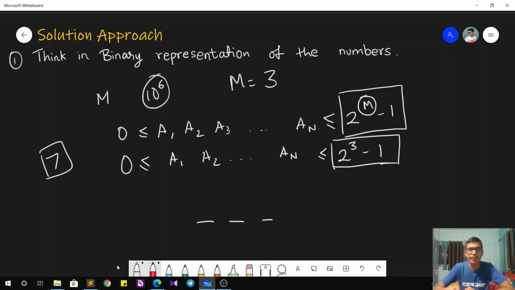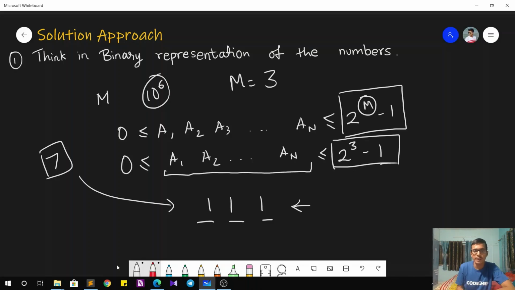The number 7 is nothing but 1, 1, 1 in the binary system. So the maximum number can be of 3 bits and the minimum number is 0. So we can say confidently that all the numbers a1 to an will be of at max 3 bits. So this is the first main observation in the question, that you have to think in terms of binary representation while moving forward with the solution approach.